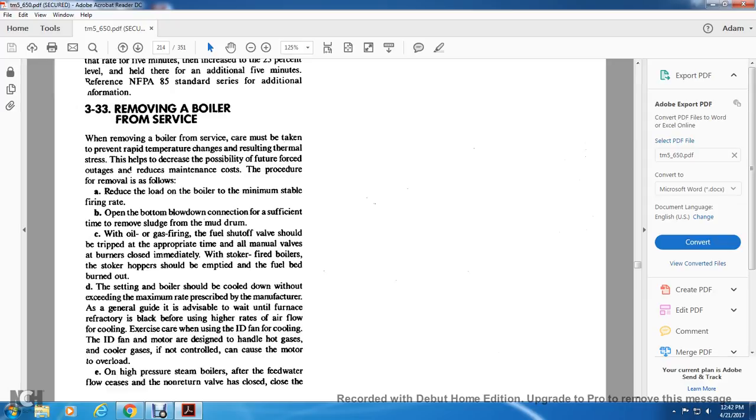With oil and gas firing, the fuel shutoff valve should trip at the appropriate time, and all manual valves for the burners should be closed immediately with the choke fire burners. Stoker hoppers should be emptied and the fuel bed burned out.